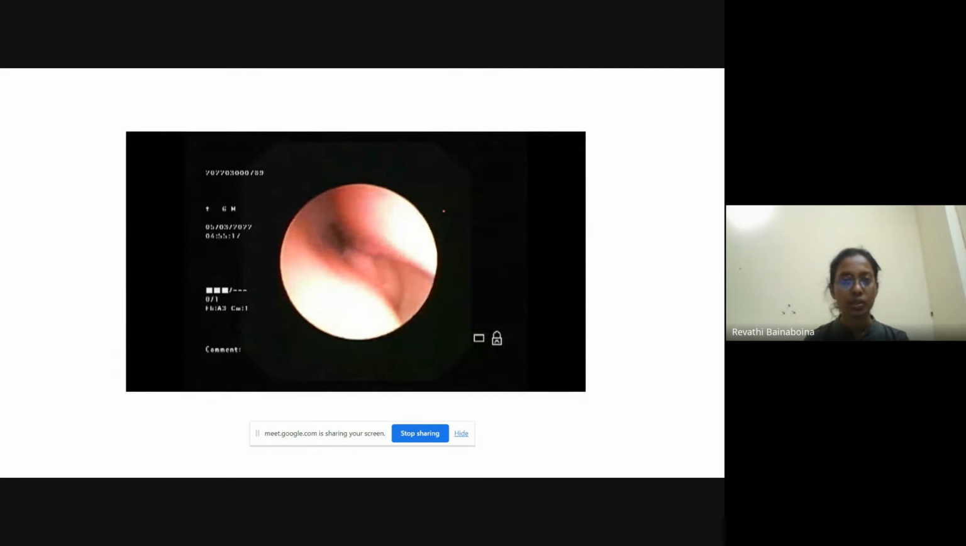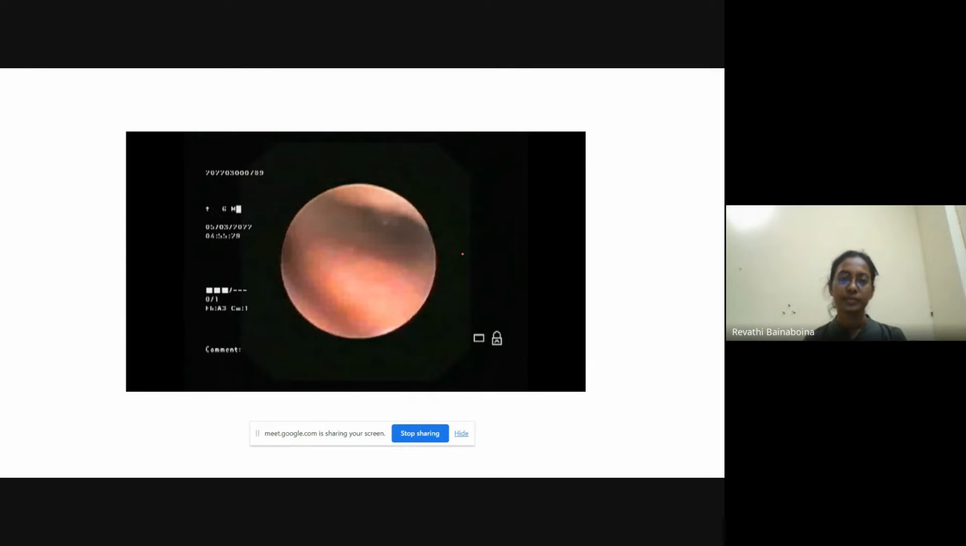This is the video of bronchoscopy of the same patient. Here we can see this is an omega-shaped epiglottis, and the aryepiglottic folds at the ends are curved inwards, which is causing collapse of the larynx. This is due to the decrease in laryngeal tone.